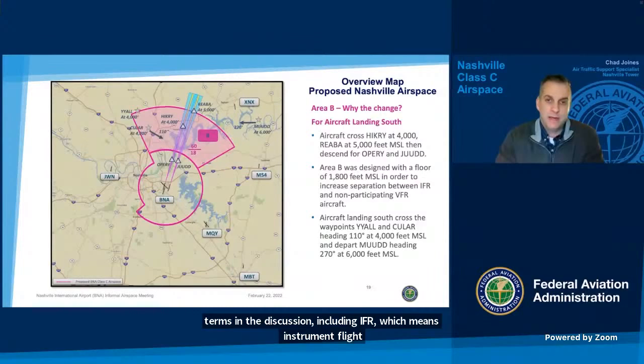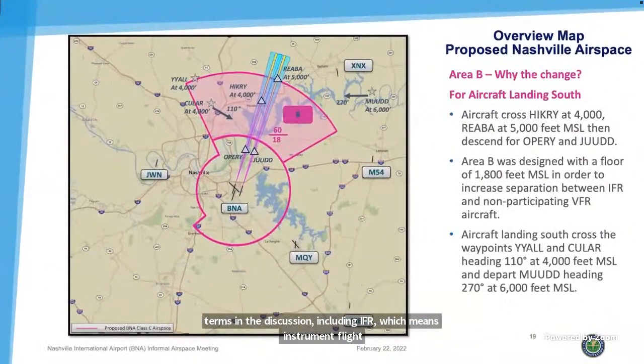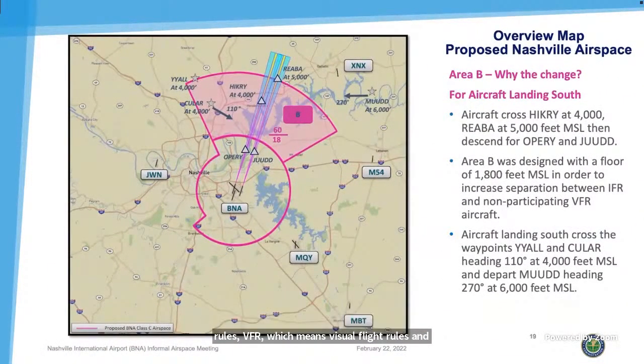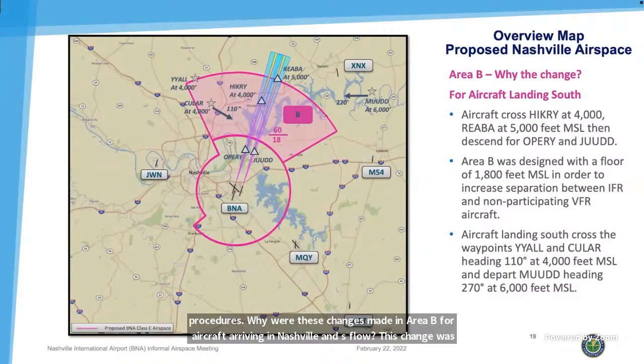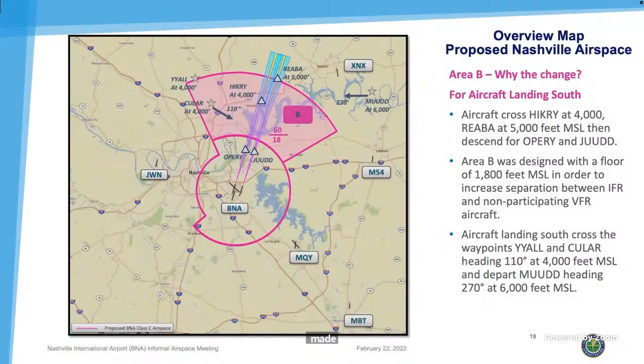Why were these changes made in Area B? For aircraft arriving to Nashville in South Flow, this change was made to increase separation between IFR and non-participating VFR aircraft. A non-participating VFR aircraft is an aircraft that is not receiving air traffic control services. VFR refers to an aircraft being flown visually, and pilots generally do not communicate with air traffic control unless required. Such traffic typically operates at or below 5,500 feet MSL in the Nashville airspace.